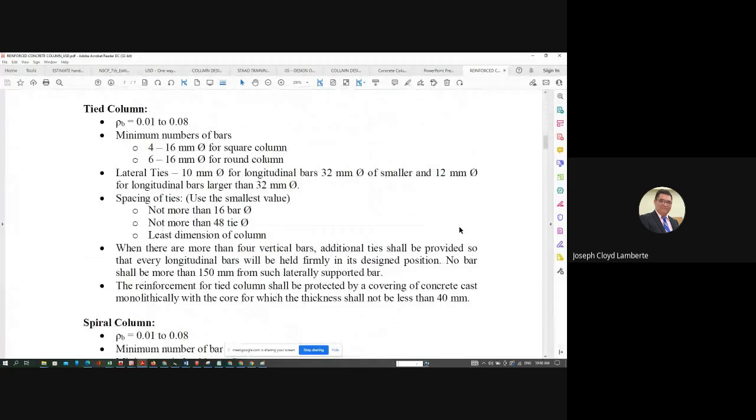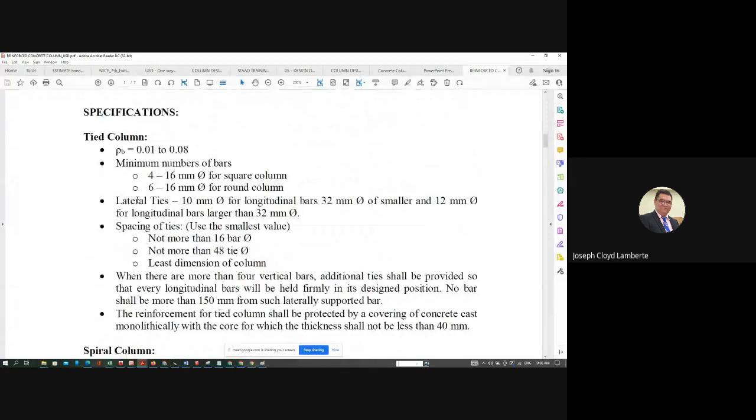So for lateral ties, we have a minimum of 10 mm diameter. For longitudinal bars, 32 mm and smaller, so 10 mm. But for greater than 32 mm, you need a minimum of 12 mm na for longitudinal bars greater than 32 mm.